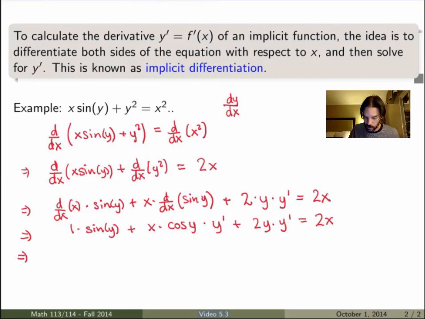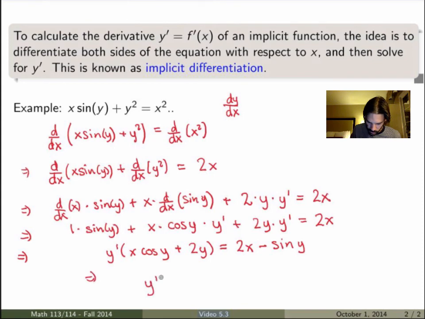So the last step is to solve for y prime to get an expression for my derivative. So what I'll do here, I have two terms which are linear in y prime, so I'll keep them on the left-hand side and just factor out y prime. So I get x cos y for the first term plus 2y. The right-hand side I have my 2x, and I'll bring the first term here on the right-hand side. So I get minus sine of y. And finally, I can divide by this to solve for y prime.